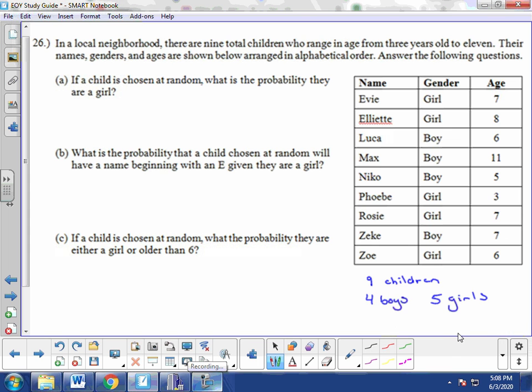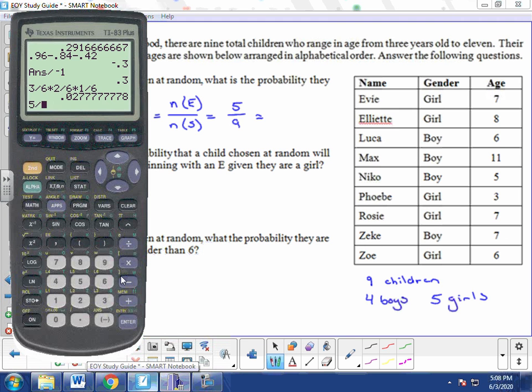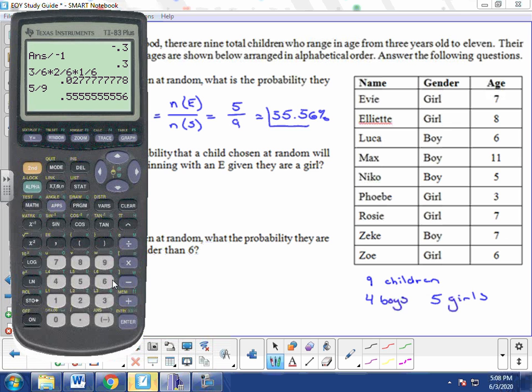So if we want the probability that we're going to choose a girl, if there are 9 total, remember that the probability of an event is the number of elements in the event over the number of elements in the sample. So the event is girls. There are 5 girls. The sample is the total kids. There are 9 kids. And so if we want to put this into a percentage, 5 divided by 9 is approximately a 55.56% chance of choosing a girl.